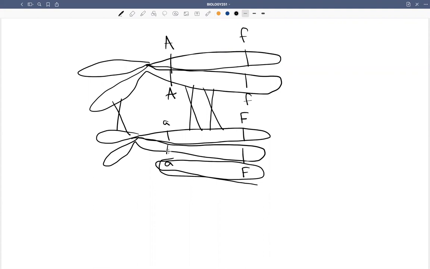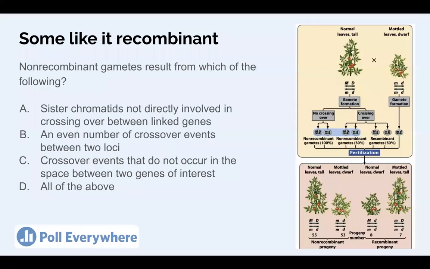So the question I put on the slide here is mostly to get you thinking about the process. If you can determine what would cause recombination to happen between two genes, then you can also think about what would not cause recombination to happen, or cause recombination that isn't visible. So I guess it wouldn't look like recombination even if crossing over happened.